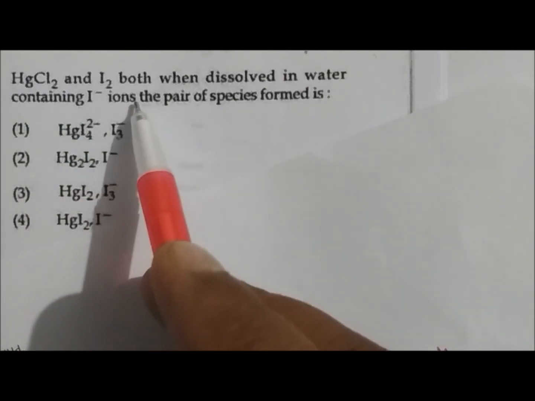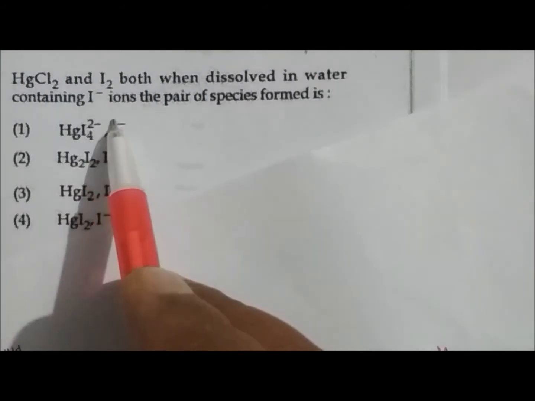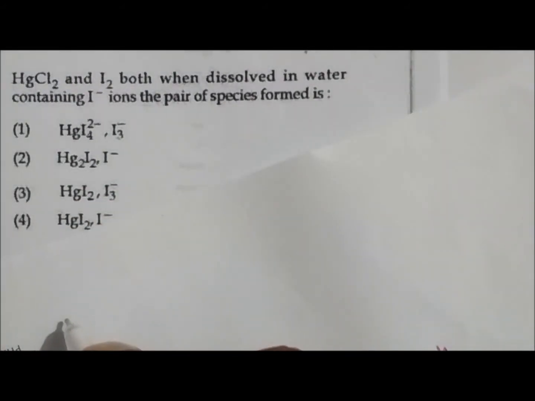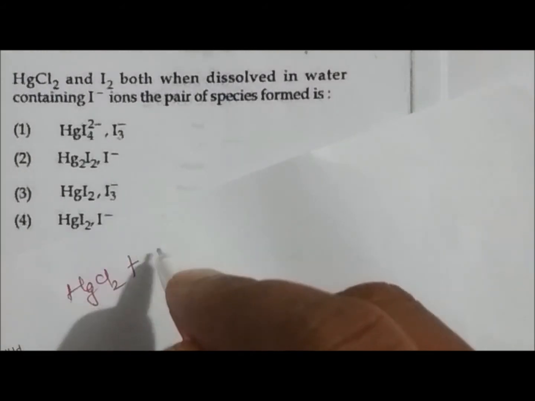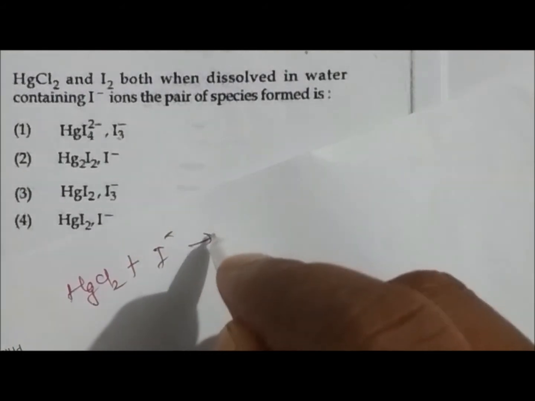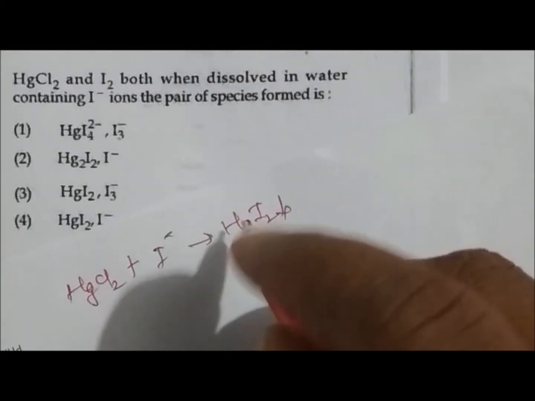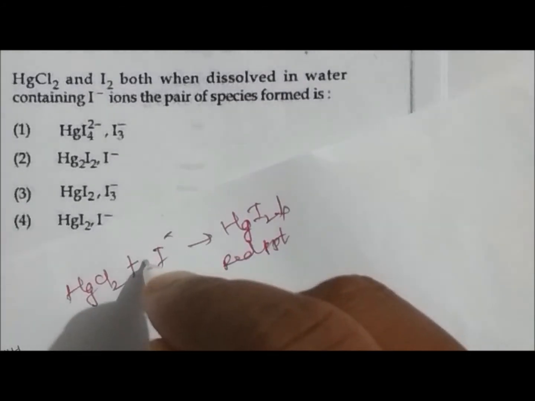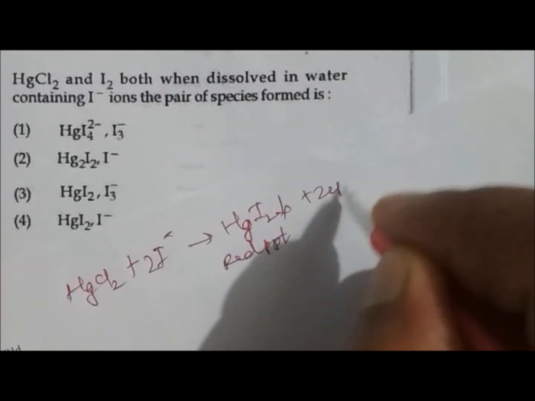HgCl2 plus I2 both dissolved in water containing I minus ion. So this water is containing I minus ion. What is the pair of species formed? This HgCl2 will react with iodine, so it will form HgI2. This is a precipitate, a red precipitate, formed along with 2Cl minus.